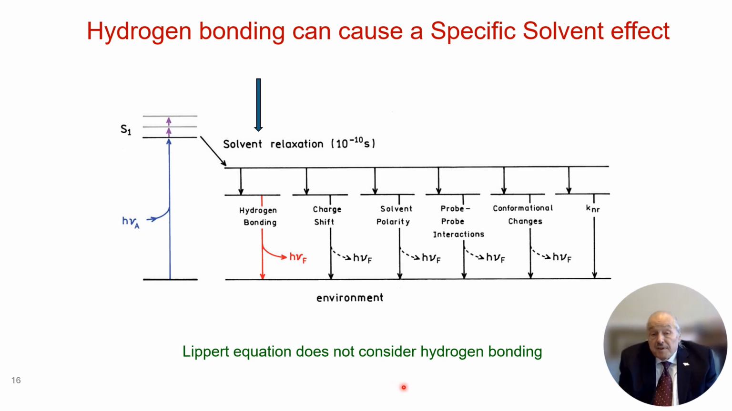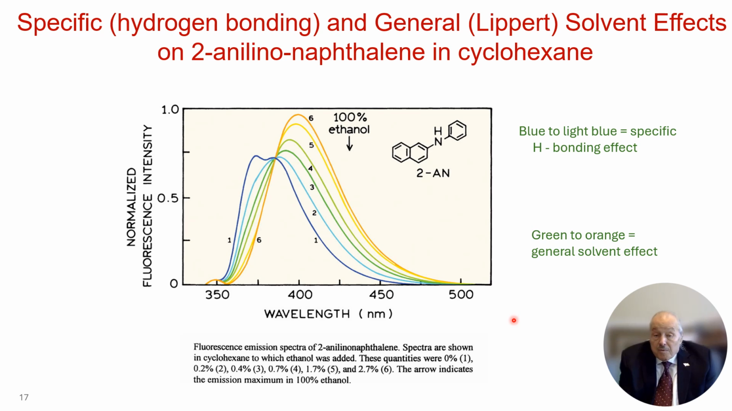Now we're going to start shifting between different solvent effects, because solvent polarity is what everyone considers, but there are other effects. The one we're going to consider right now is hydrogen bonding, which can cause a specific solvent effect. The Lippert equation we showed you doesn't consider hydrogen bonding. It's only looking at really macroscopic constants for the solvent, so there's no consideration of hydrogen bonding.